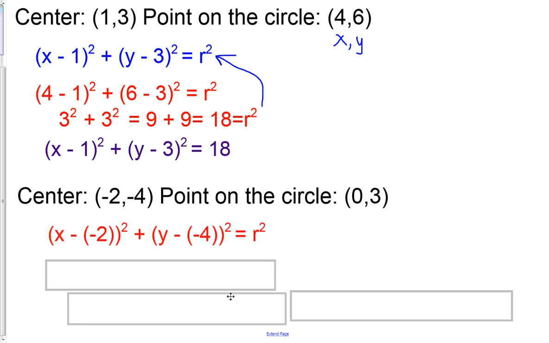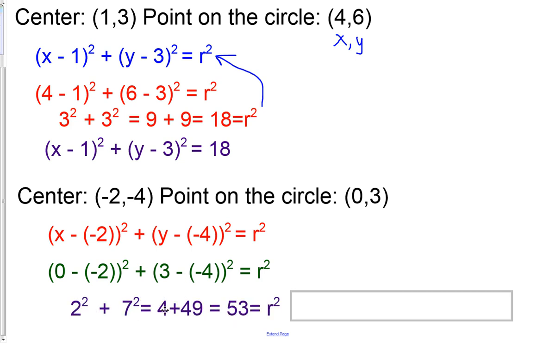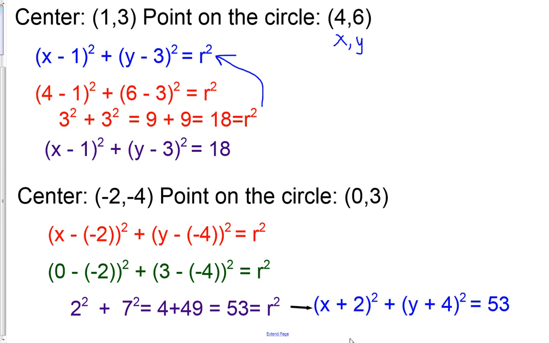And continuing, (x minus -2) squared plus (y minus -4) squared is r squared. Now, as you get doing this, you'll just realize this is x plus 2, y plus 4. Perfectly fine to plug those in. We got 0 plus 2 squared, 3 plus 4 squared, giving us 2 squared and 7 squared, which is 4 and 49, is 53. Plugging it in, (x plus 2) squared plus (y plus 4) squared is 53. Do not leave the double negatives around. And again, we didn't need to solve for r, just r squared.